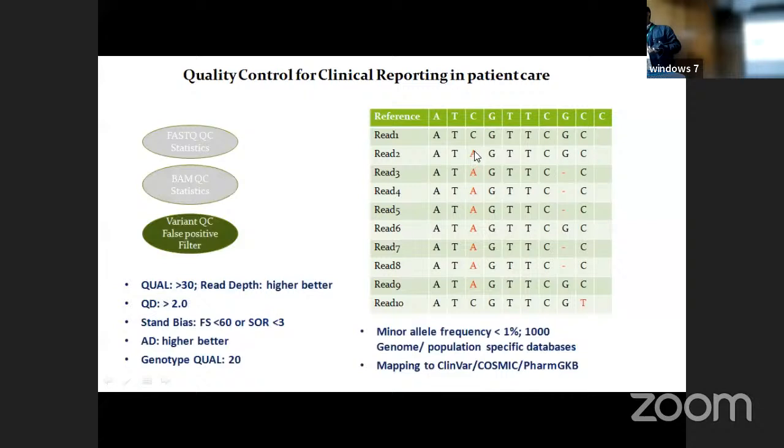You can see that this particular variant is present in 8 reads. It means in 80% of the reads it is present. So it will be a homozygous variant or a heterozygous variant. We are diploid in nature, right? Yes or no? We are diploid.